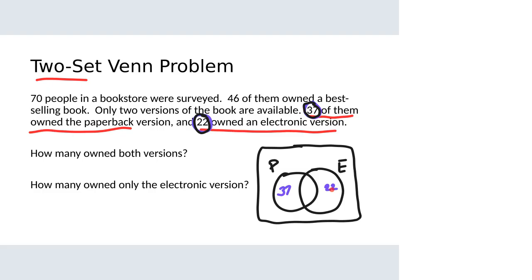Well, just right there, just looking at what I have, 37 and 22, that's 59 people. But I can't have 59 people because only 46 of these people own the book. What that means is this information down here gave me 59 people, but there's only 46 that have the book. That means some of them got counted twice. And if we subtract 59 minus 46, we'll find out how many people got counted twice. 13 people got counted twice.